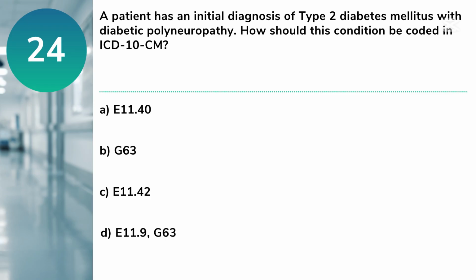Question 24. A patient has an initial diagnosis of type 2 diabetes mellitus with diabetic polyneuropathy. How should this condition be coded in ICD-10-CM? A. E11.40. B. G63. C. E11.42. D. E11.9, G63.